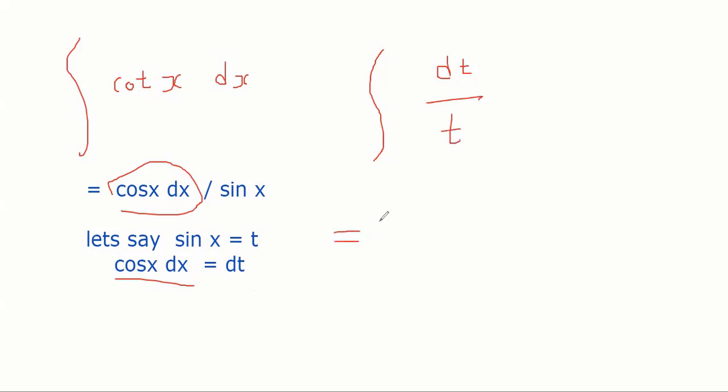You know integration of 1 by t is log of t. So log of t means log of sin x. So from now onwards, if we get cot x or tan x, we'll directly use log of sin x or log of minus cos x. Okay, everybody? Because we know what is the integration of cot x and what is the integration of tan x. So we can directly start using this henceforth.